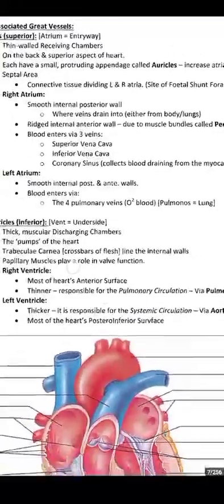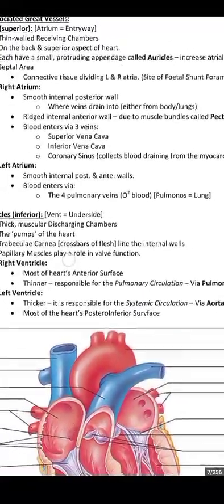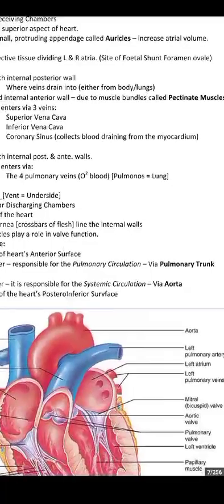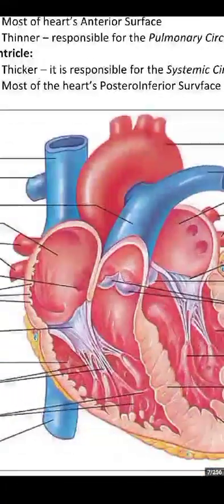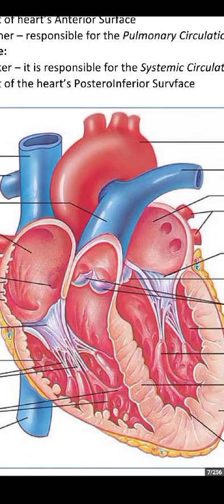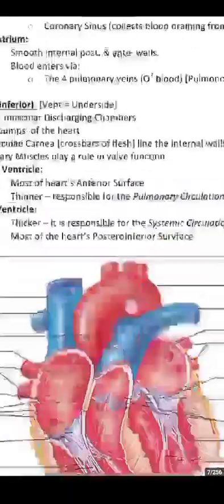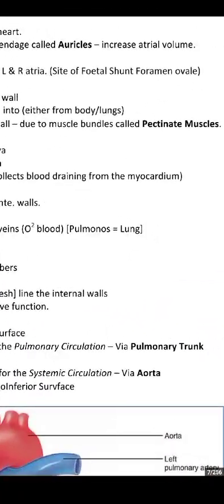It contains the connective tissue which divides the left and right atrium, so it is very important. It is known as the site of the fetal shunt, the foramen ovale. So the right and the left atrium are divided by a connective tissue called the fetal shunt, foramen ovale. You can use FSFO for fetal shunt foramen ovale.